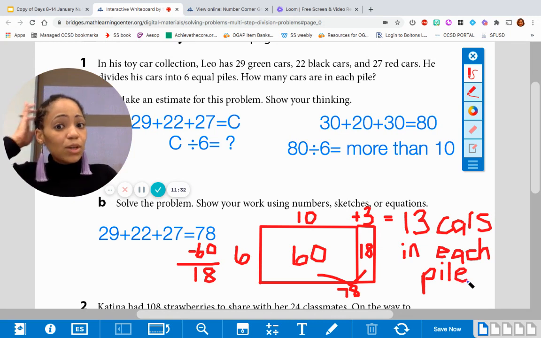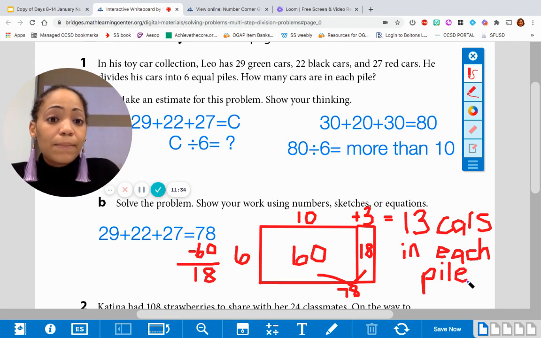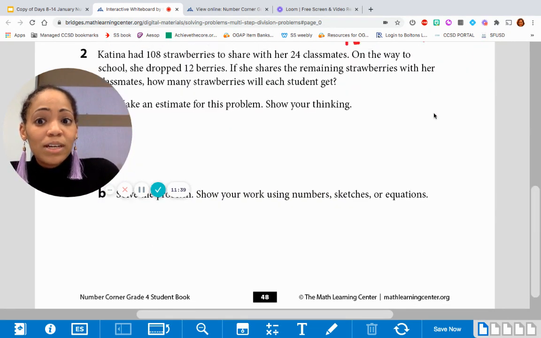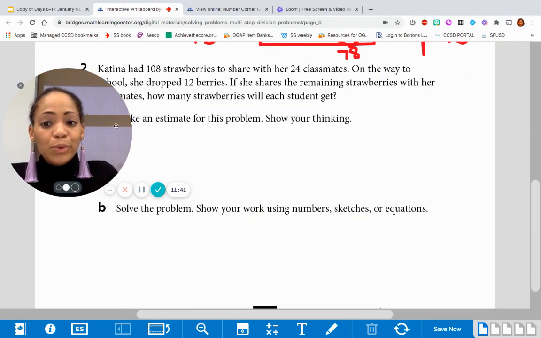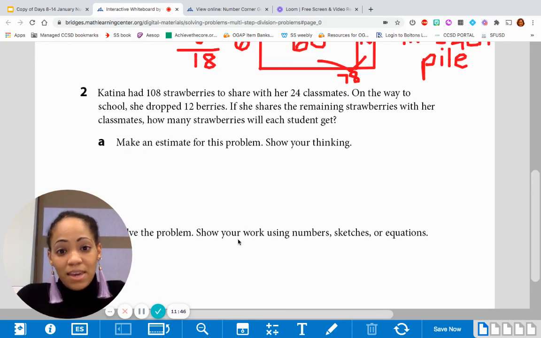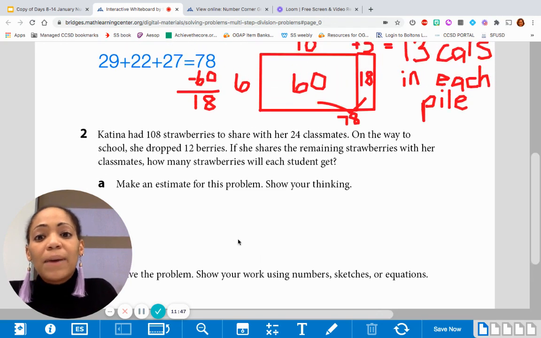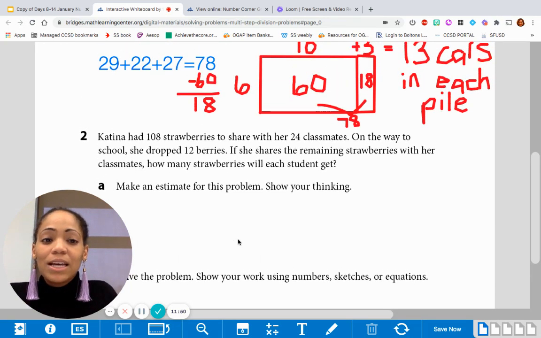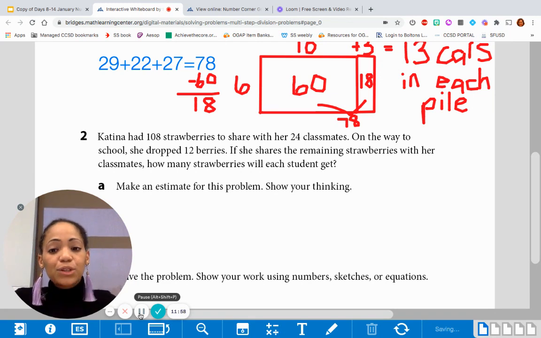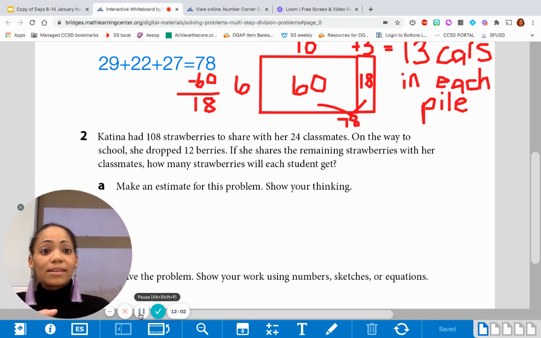Okay, so now you can pause this video and complete this page. That means you have one more problem to do. And so if you struggled with the first one, hopefully watching me think through how to solve a problem gave you a hint on how you could solve this next problem. So go ahead and work it out. Make sure you start with estimating. One of the big ideas for today is estimating.